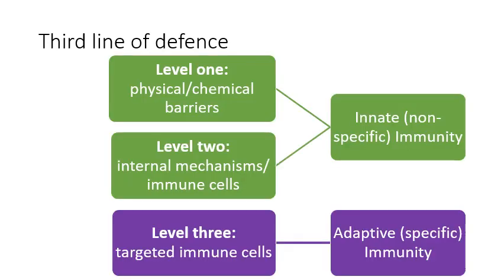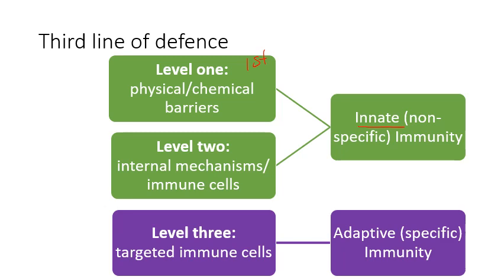Let's do a quick recap of what we've done so far. We have focused quite in depth on our innate or non-specific immune response. We looked at our first line of defense, which was our chemical and physical barriers, things like intact skin, stomach acid, lysozymes in our tears, all of which were designed to prevent the pathogen from ever entering our bodies.